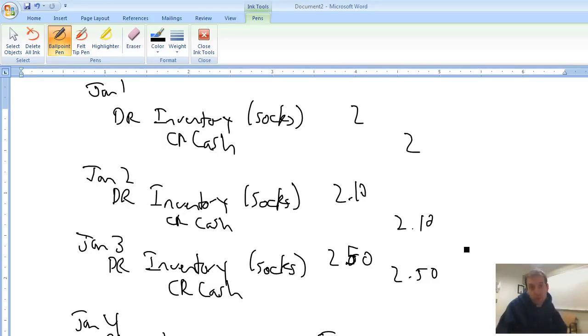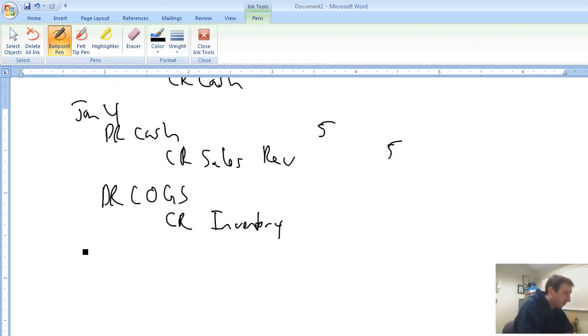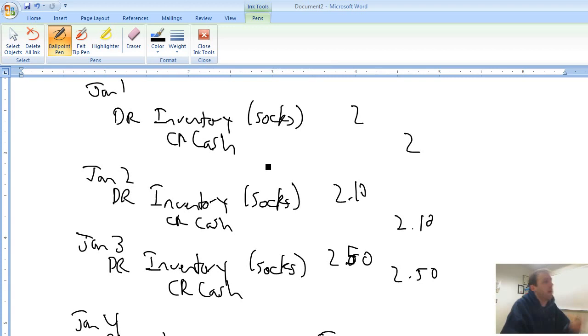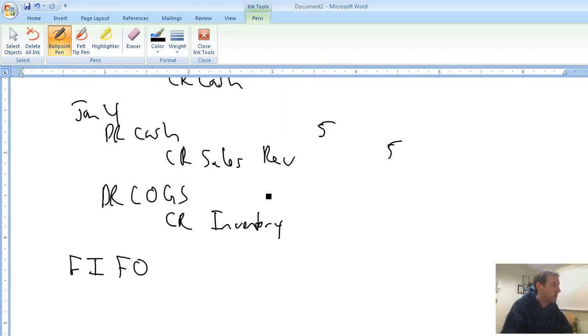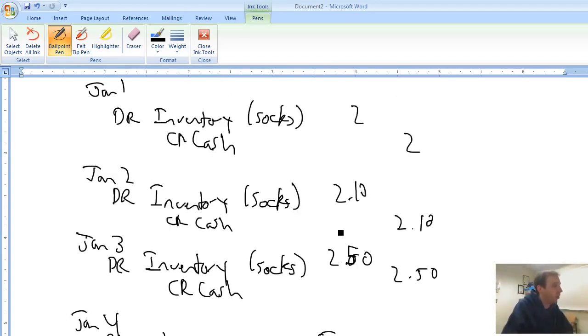And FIFO stands for first in, first out. And if I have an inventory policy that matches that, I might want to account for my inventory using FIFO. So if I'm using FIFO, first in, first out, in this scenario, my oldest socks are the ones I would account for as having been sold. So if I were using FIFO, my COGS and my credit to inventory would be $2 because I would just take the oldest item, which would be January 1st.